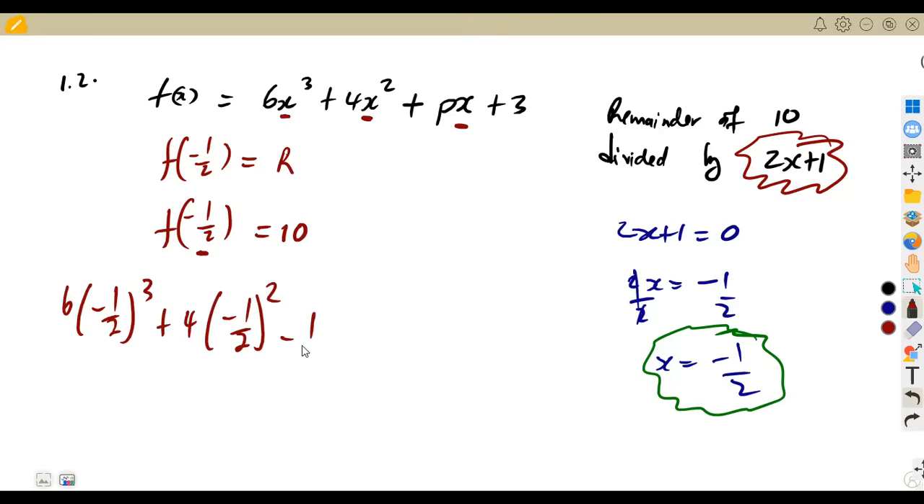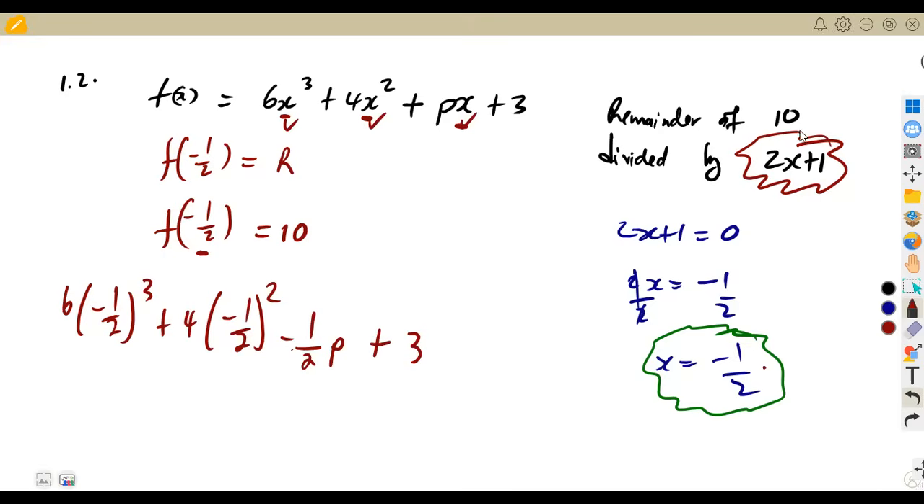So it's going to be -half p because it's plus px. So x being -half and the plus, it's a negative. So it will be -half p plus 3. We can't substitute anything here, so it will be just a plus 3. So this is our f of -half. We substituted -half wherever there's x.